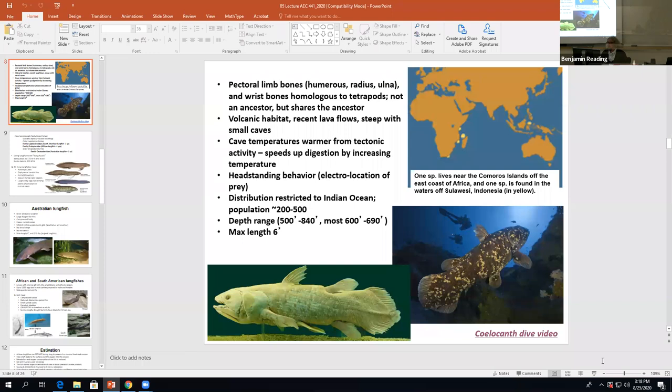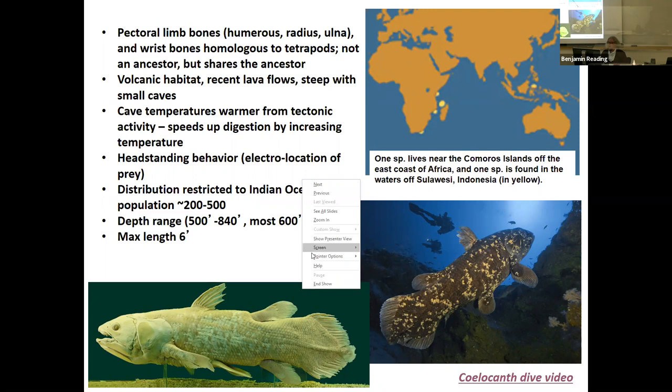So that is the coelacanth. These things are also pretty rare. Not a lot of them are found, and they're pretty big. They can be up to 6 feet long, so they're pretty substantial size fish. So they're really awesome. And again, these are literally legs. They're analogous to legs. So that's the coelacanth family, Latimeriidae.